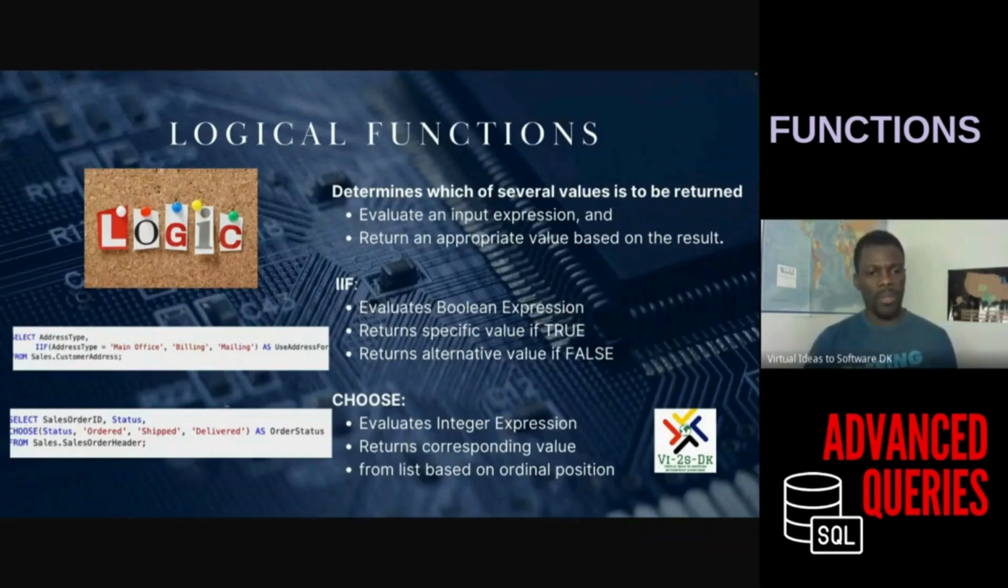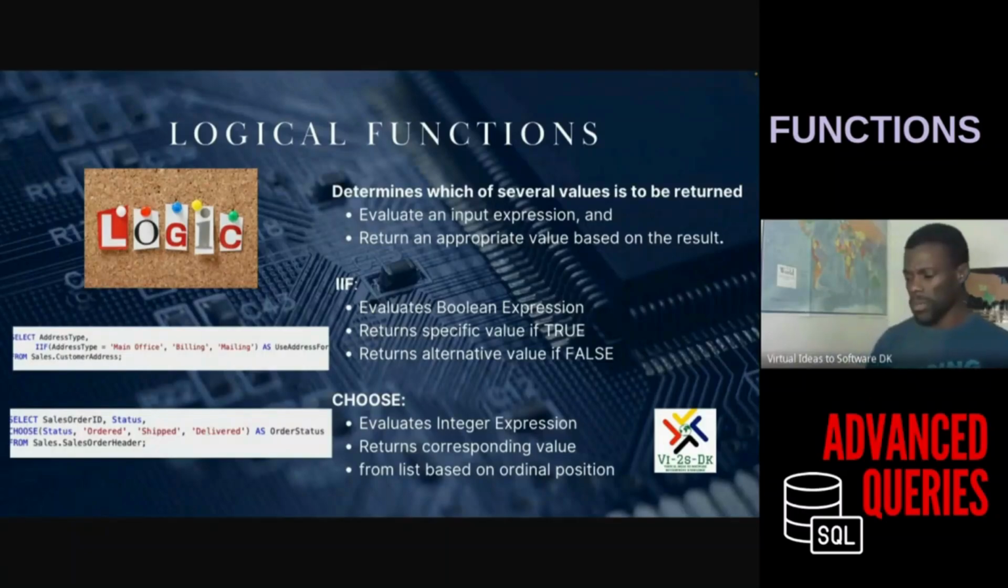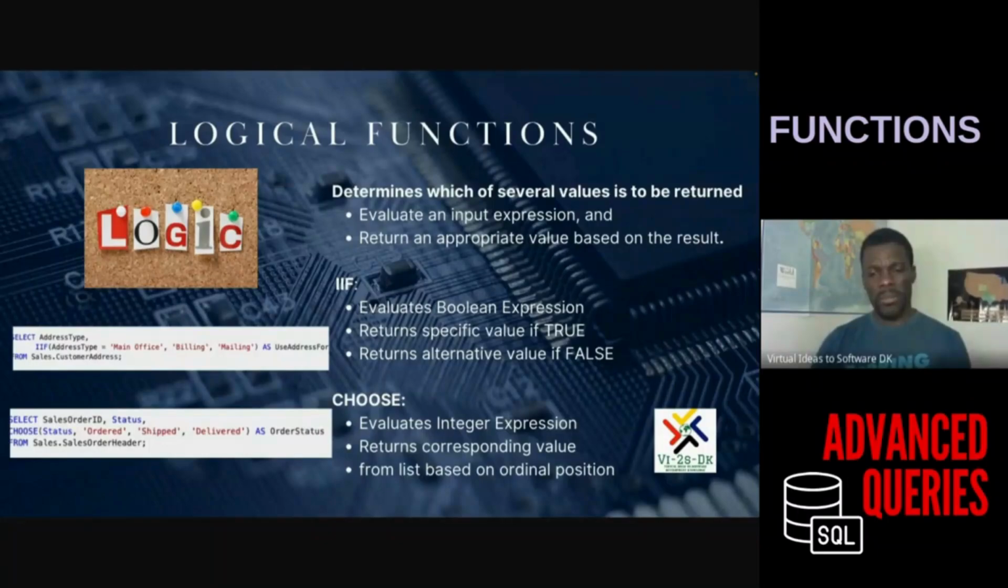Now, if we look at the choose function here, we're choosing the status. We know for a fact that the status of 1 means that the sale or the item has been ordered. If we change the status to 2, it's been shipped. If it's changed to 3, it's been delivered. So we can have a column that holds that value. If the value is 1, 2, or 3, that's what's going to be returned. So again, we're going to look at a few examples of those. Just remember, choose is going to evaluate an integer data type, while if it's going to evaluate a Boolean expression.